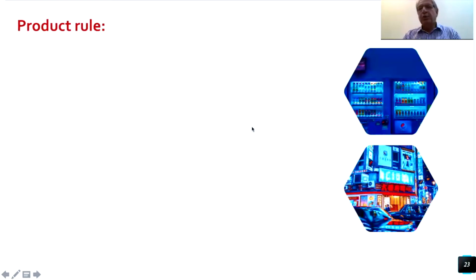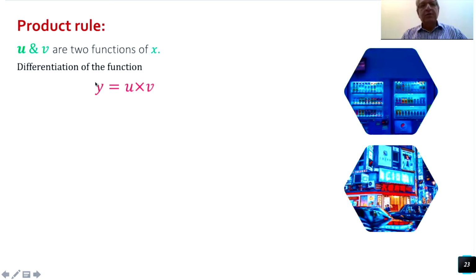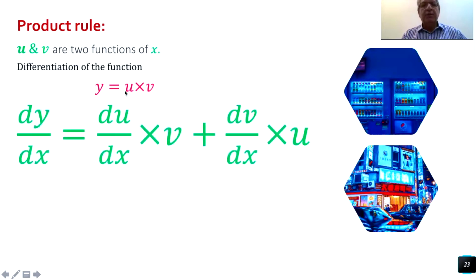Now, what is the product rule? If you have two functions and your function is a multiplication of the two functions, suppose u and v are two functions of x. The differentiation of the function y equals u times v: since there is multiplication of two functions, we differentiate the first one and multiply by the second, and differentiate the second one and multiply by the first. So dy by dx is equal to the derivative of this multiplied by this itself, plus the derivative of this multiplied by this. Therefore, this is called the product rule.